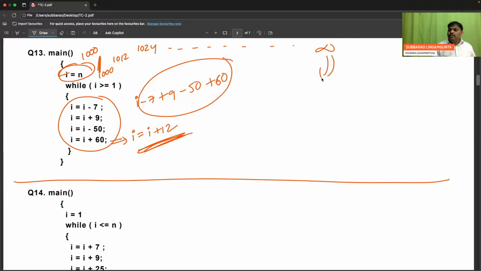Remember everyone, this algorithm never stops. A code that never stops means it is not an algorithm. Algorithm means it should stop. So this algorithm taking infinite time is nothing but an indirect way of saying it is not an algorithm. So we cannot find time complexity. Algorithm's first property is that it should stop, and this is not stopping.